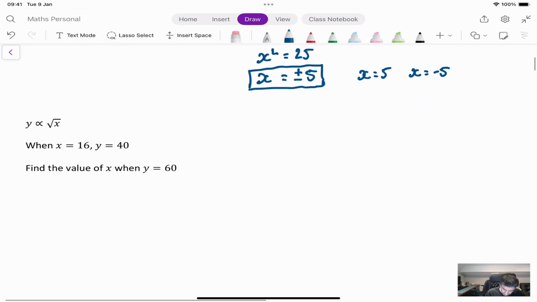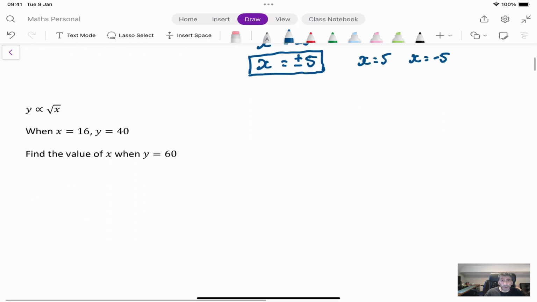Okay, the next part of this question, we've got y is directly proportional to the square root of x this time. So I've got y is equal to something times the square root of x. So I'm going to write it as y is equal to k root x. Like I did before, I've used this part of my information here. So I now know that when x is equal to 16, y is equal to 40. So I'm going to substitute those values in to help me work out what k is.